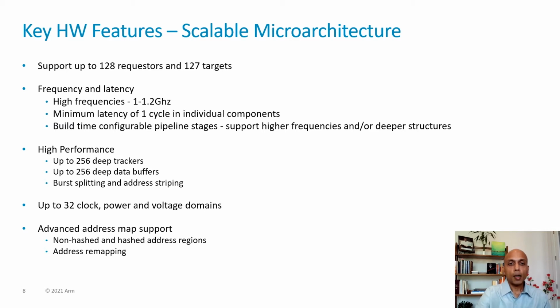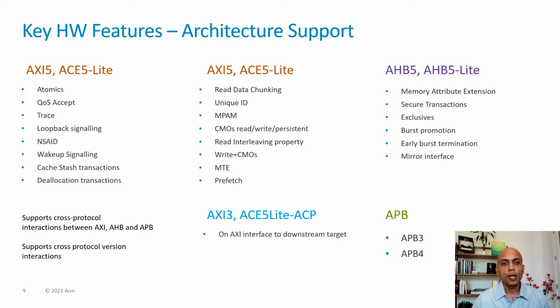Now, if you look at architectural aspects, we have support for multiple AMBA protocols. So at a high level, we support ACE5 and ACE5 Lite. We have native support for AHB5 and AHB5 Lite. And we also support ACE3 and ACE5 Lite ACP, but only on the master network interface or the connection to the downstream target. And we also support APB3 and APB4 at the master network interface.